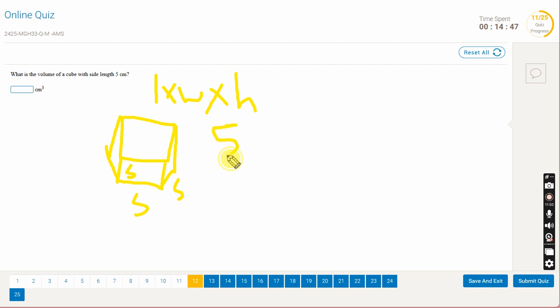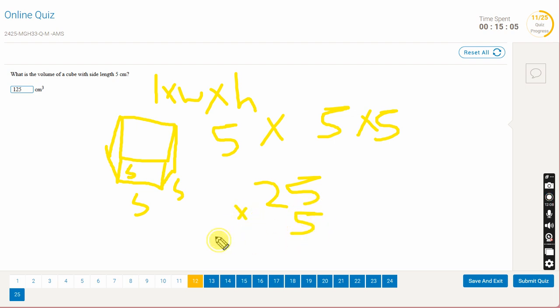So it will be 5 times 5 times 5. Now 5 times 5 times 5 will give you 125. You can first multiply 5 times 5, which gives you 25, then 25 times 5. So when you do 25 times 5, you'll get 125.